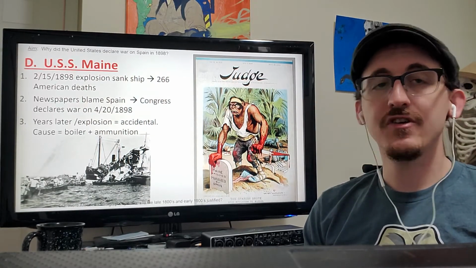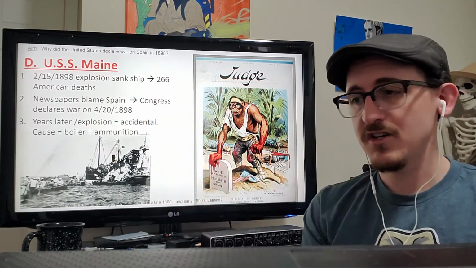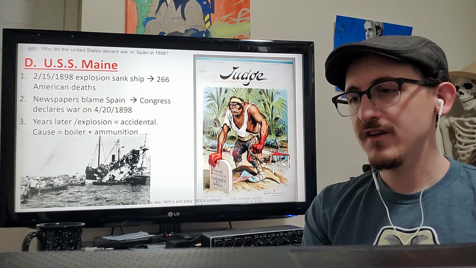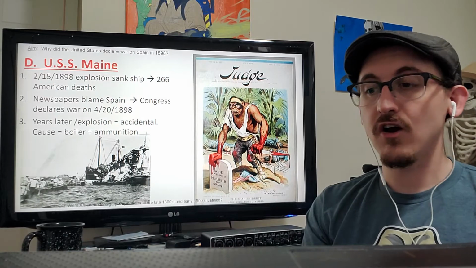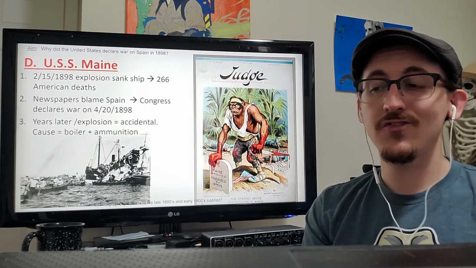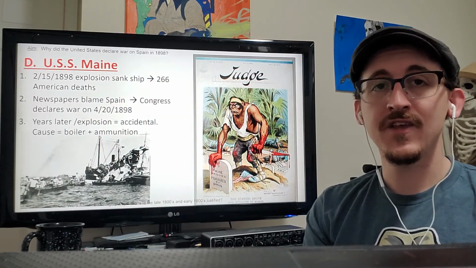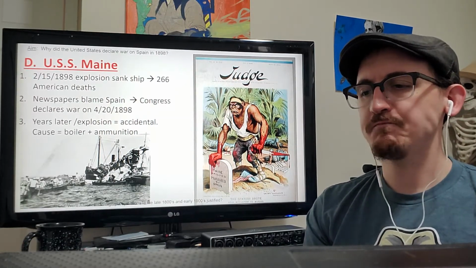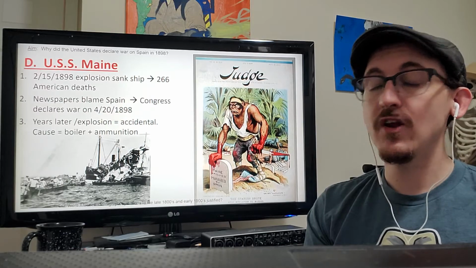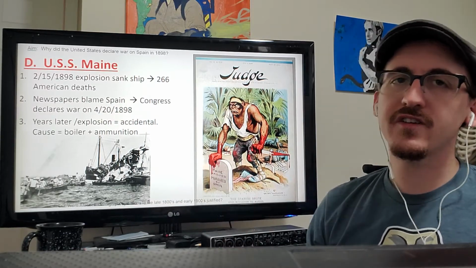So they had the ammunition stores and the boilers very close to each other, and the heat in Cuba wasn't something that these ships were either designed for or the crew was ready for, and something happened and one ignited the other and blew the whole ship up. It was an accident. It was a mechanical failure. And we know that today, but that's why this is a crazy story.